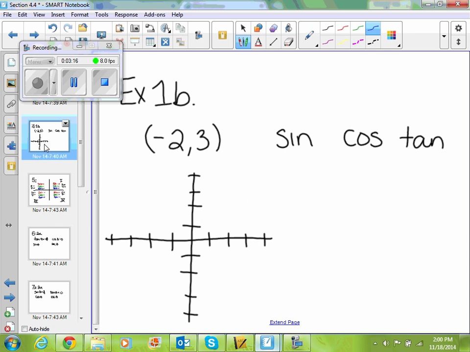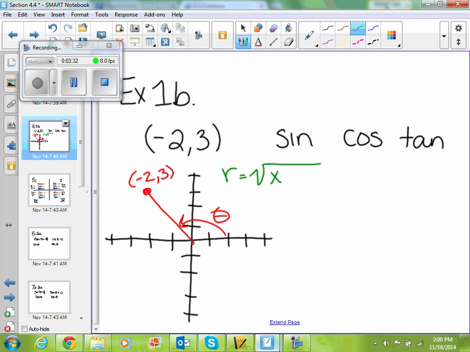So negative 2, 3 would be back 2, up 3. So theta forms the angle that forms that. Right, so r equals the square root of x squared plus y squared. So my x is negative 2 squared plus my y, which is 3 squared. Negative 2 squared is 4, 3 squared is 9. So I end up with r equals the square root of 13.